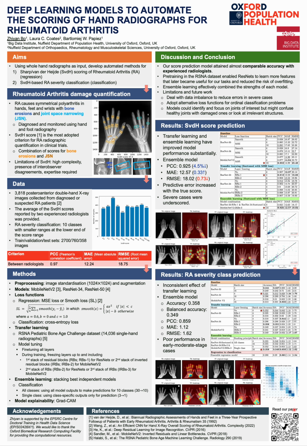Our GradCAM result again showed that our models could focus on joints assessed by the SVH score, but again, they can confuse healthy joints and damaged structures.